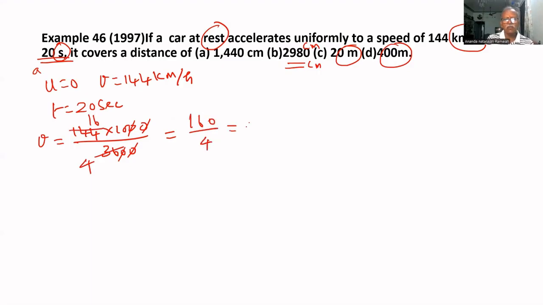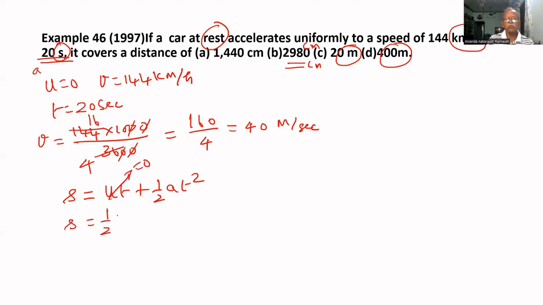160. That is equal to 40 meter per second. So velocity we got. Now we can use the formula. S, we have to find distance covered. S equal to ut plus half at square, that formula. And this is rest to speed, so u equal to 0. Therefore, S equal to 1 by 2.